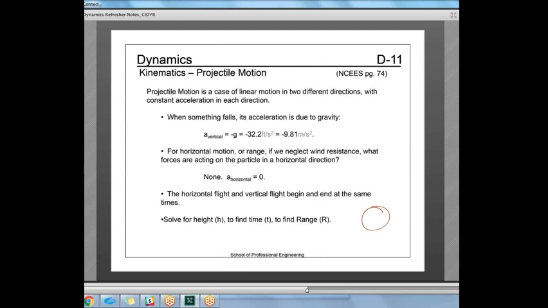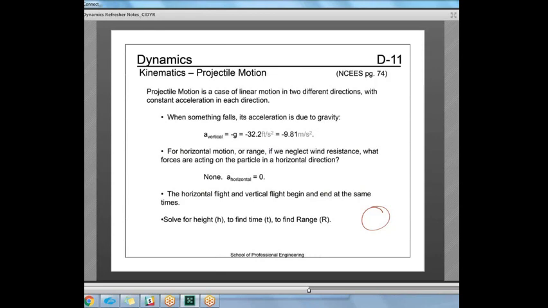This doesn't apply to rockets, right? Rockets continuously push themselves. Airplanes continuously force themselves to accelerate and that sort of thing. But an inanimate object tossed into the air is going to undergo projectile motion unless it's like a frisbee or something that actually flies.